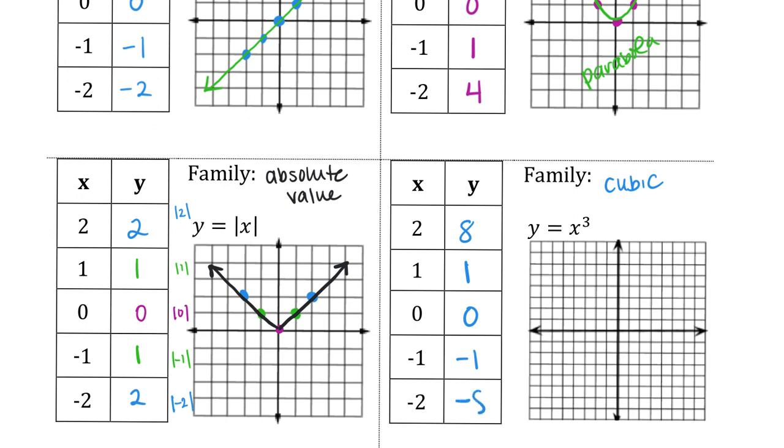back to negative 8. So I'm going to graph this so we can see the shape. 2 goes to 8. 1 goes to 1, 0 goes to 0. Negative 1 is negative 1. Negative 2 is negative 8. 1, 2, 3, 4, 5, 6, 7.